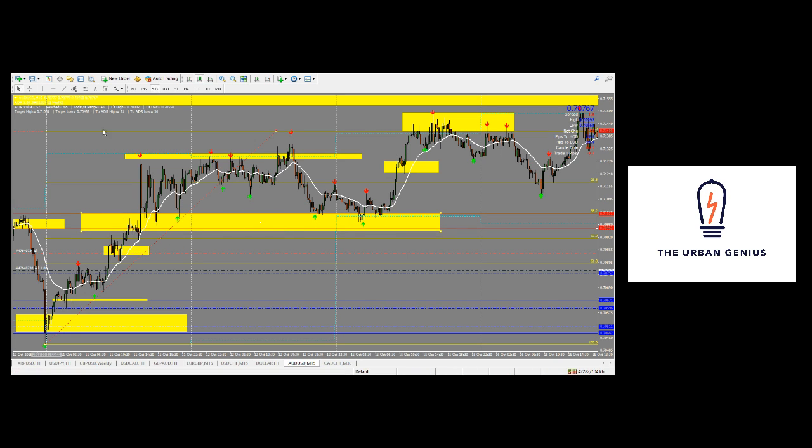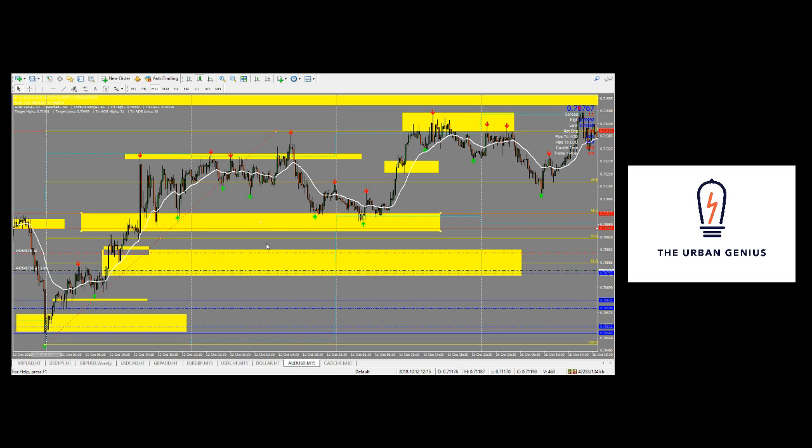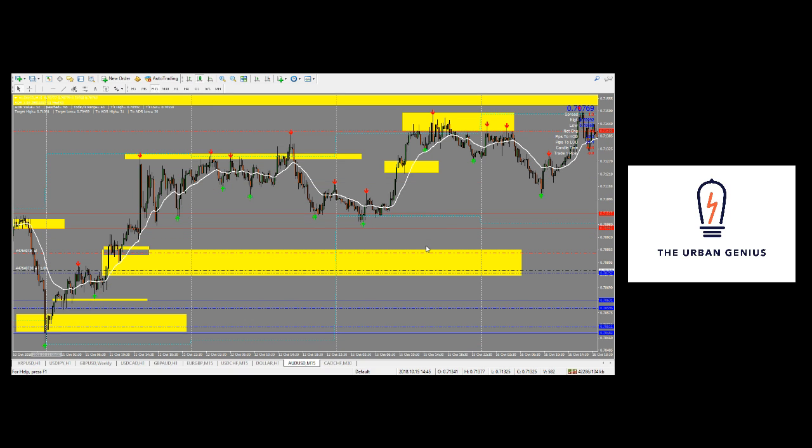Alright, now if the retrace came down here to level 1, level 2, it would have been down here to 61. So your cycles will match up with Fibonacci's. So it's good to know cycles and Fibonacci.